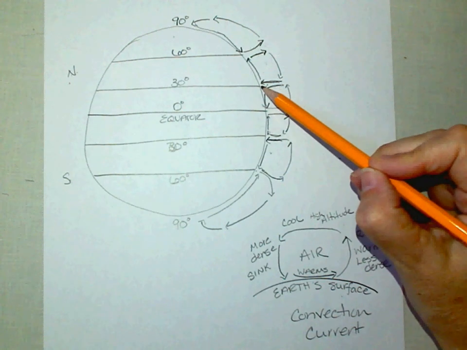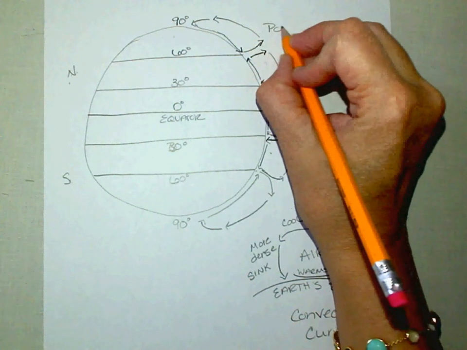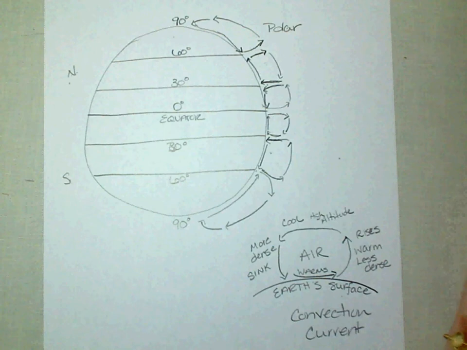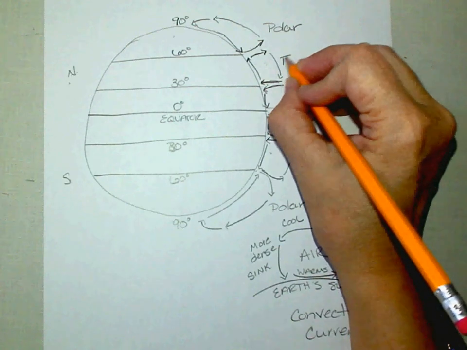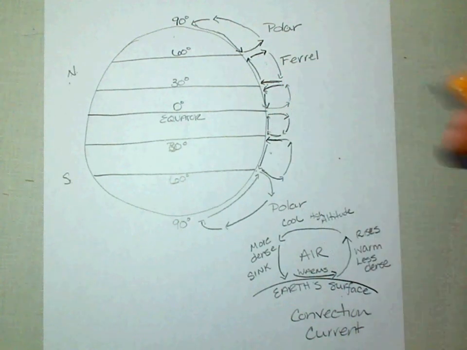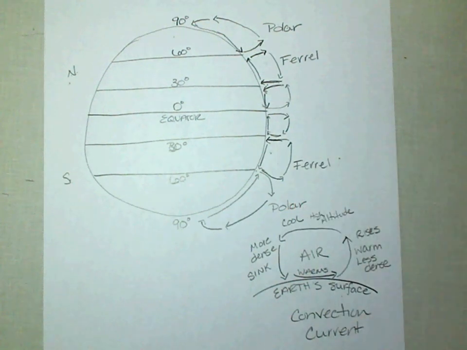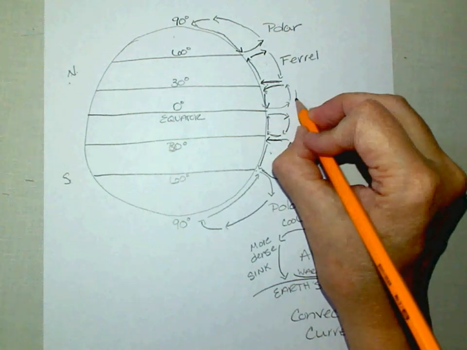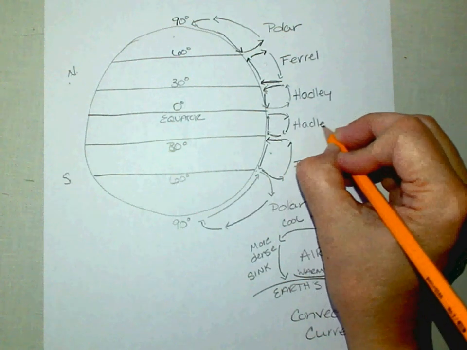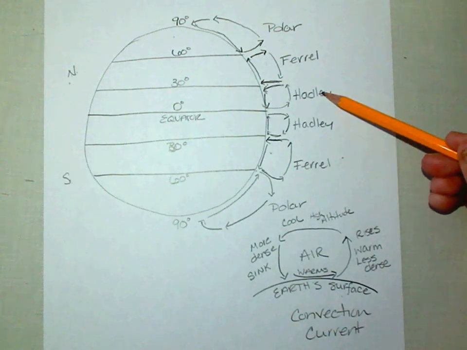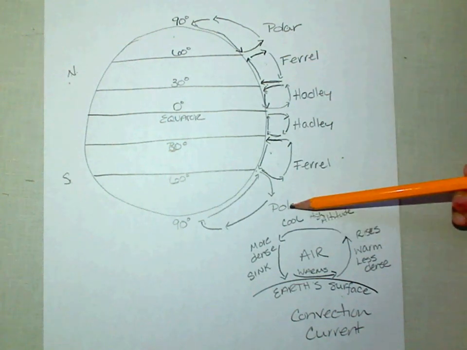These are what are called the polar cells. These are polar cells right down here. These are the Ferrel cells. They're called Ferrel after the scientist that identified them. And then these are called the Hadley cells, also named after the scientist that identified them. The polar cells, no, it wasn't Dr. Polar. These are the polar cells because it's at the poles. So polar, Ferrel, and Hadley.